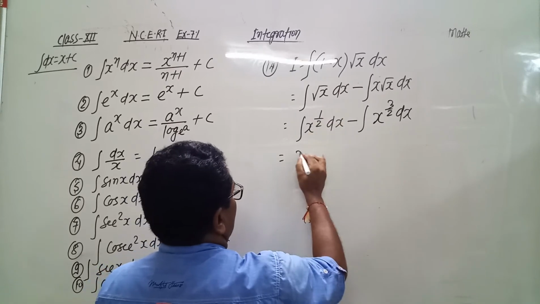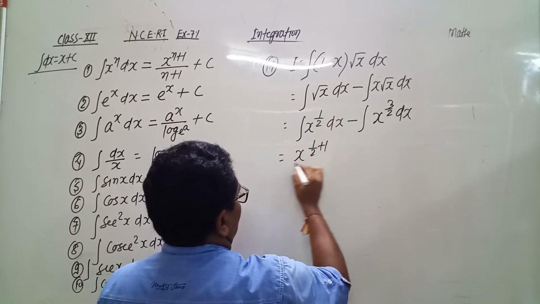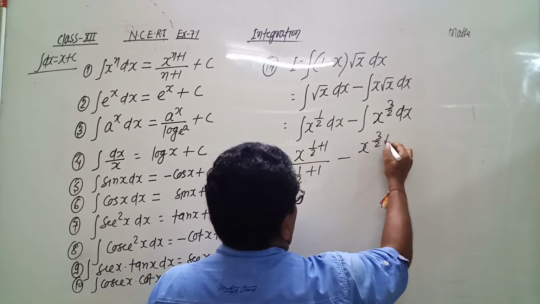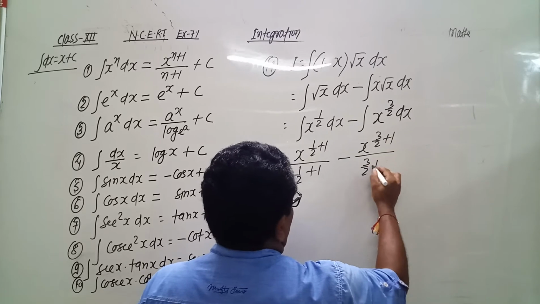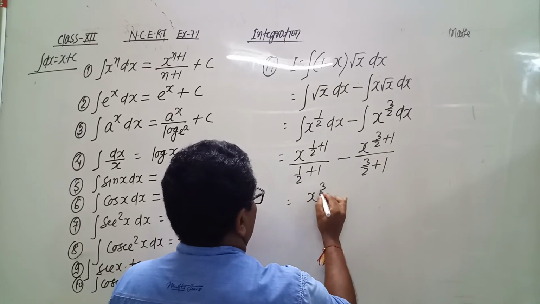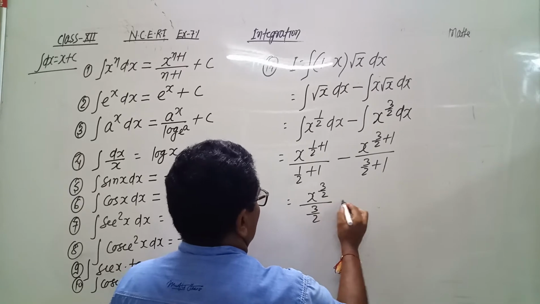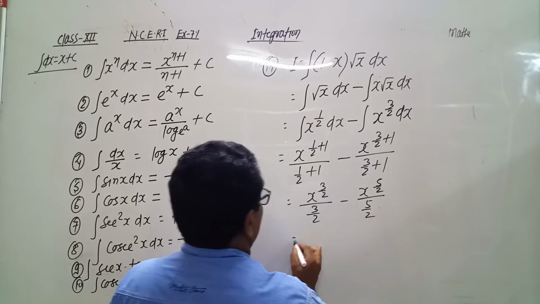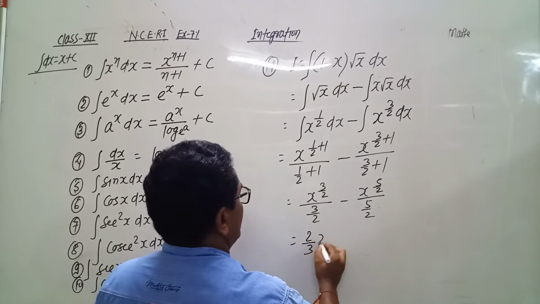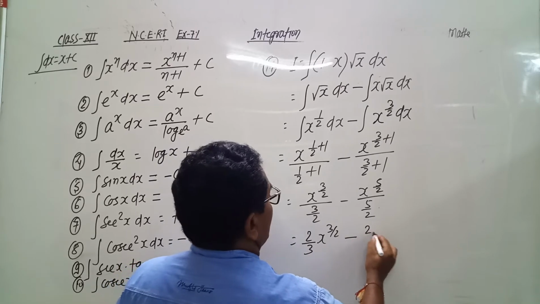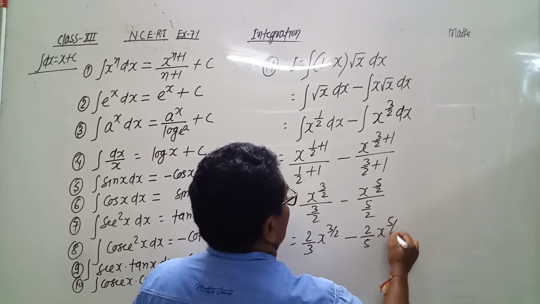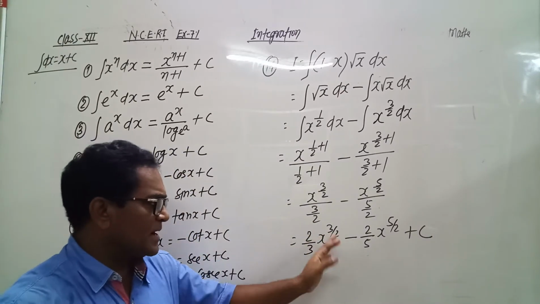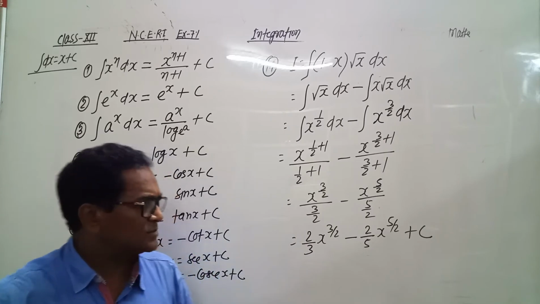So we integrate in the form x raised to the power n plus 1 by n plus 1, minus x raised to the power n plus 1 by n plus 1. So x raised to the power 3 by 2 upon 3 by 2 minus x raised to the power 5 by 2 upon 5 by 2, and this becomes reciprocal: 2 by 3 x raised to the power 3 by 2 minus 2 by 5 x raised to the power 5 by 2 and plus c. X raised to the power 3 by 2 is again written as x root x.